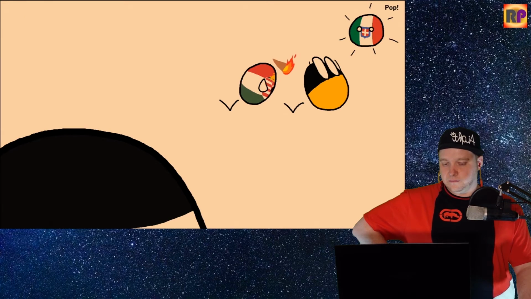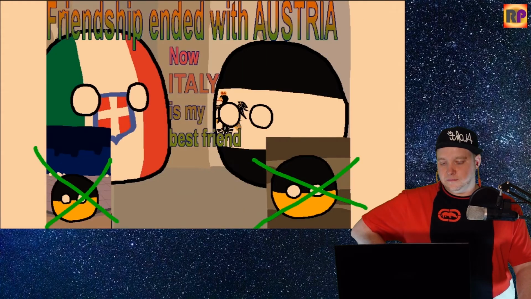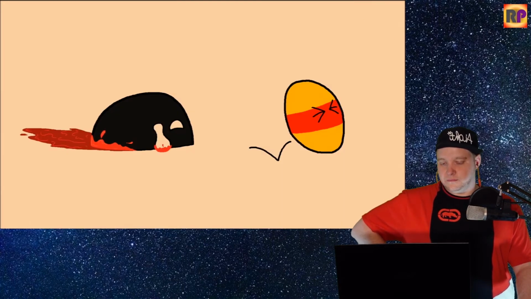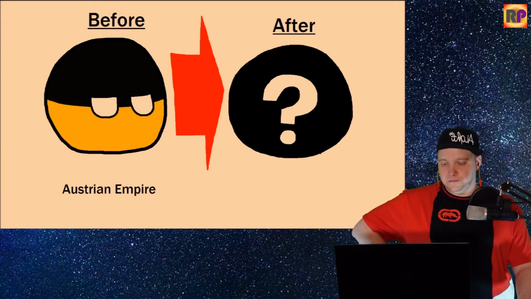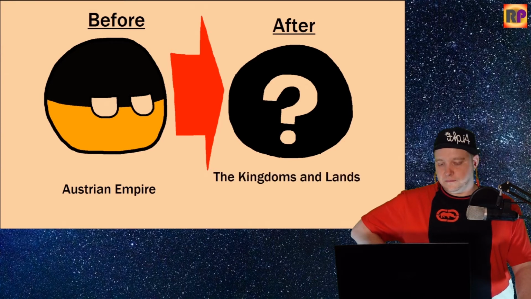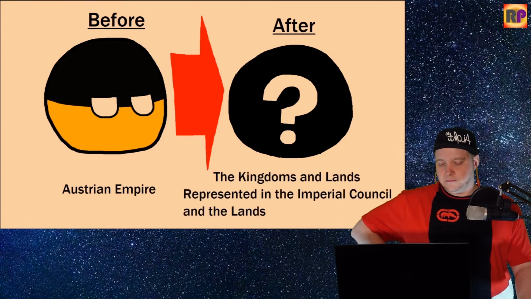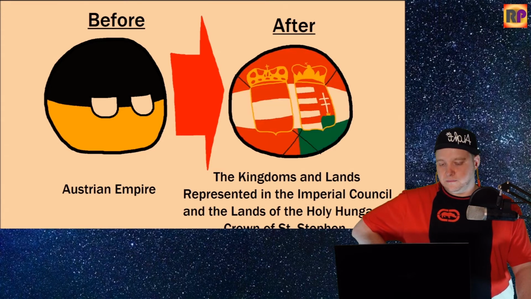Prussia, seeing a rising power in the south and the potential downfall of a rival for the German leadership, decided that they might as well consolidate their problems into one easily repayable continental war. Austria was in no shape to lead anything by the end of the war. Not the German Confederation, not Germany, and by this point not even Austria. Hungarians made themselves equal in the empire, which now went by a different name. The kingdom and lands represented in the Imperial Council and the lands of the Holy Hungarian Crown of St. Stephen, or as we know it today, Austria-Hungary.